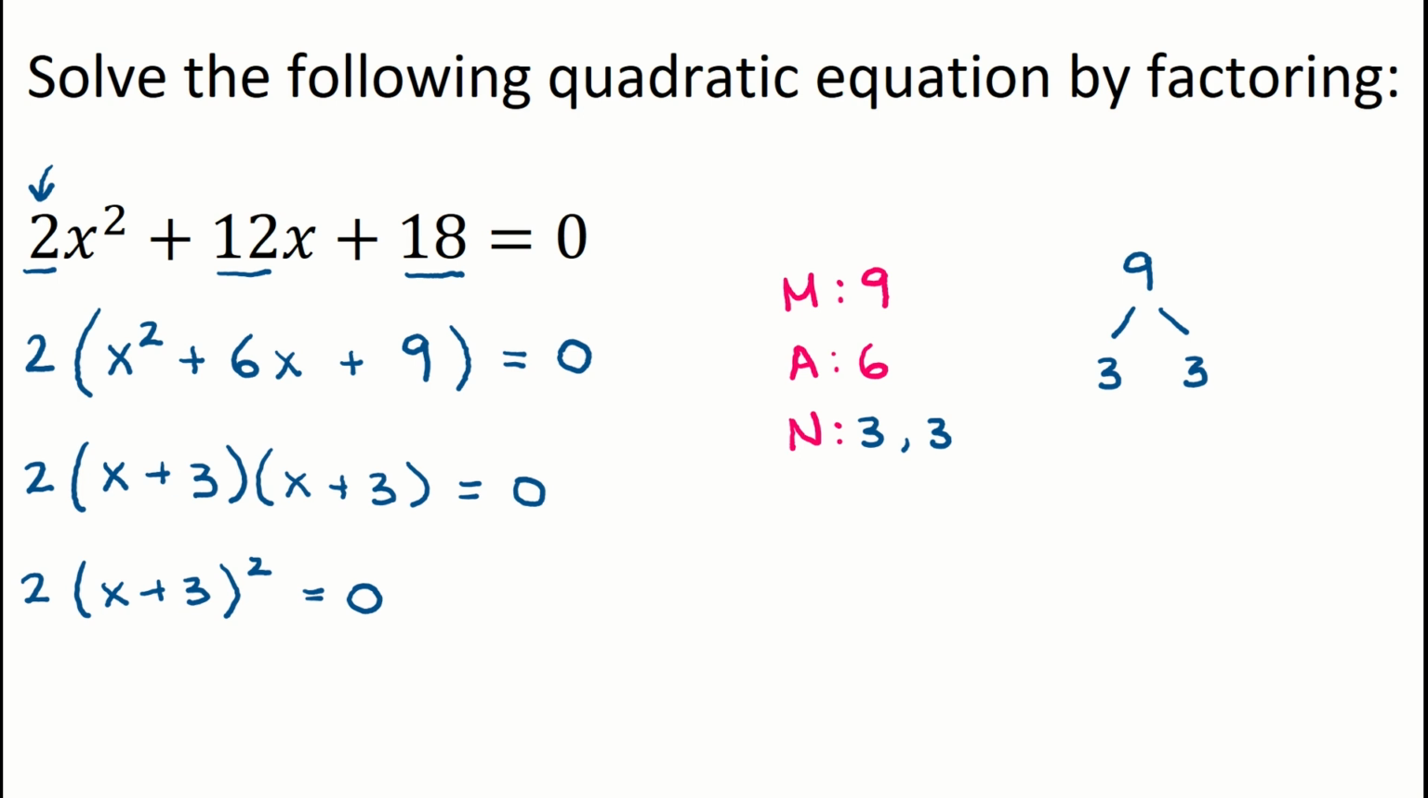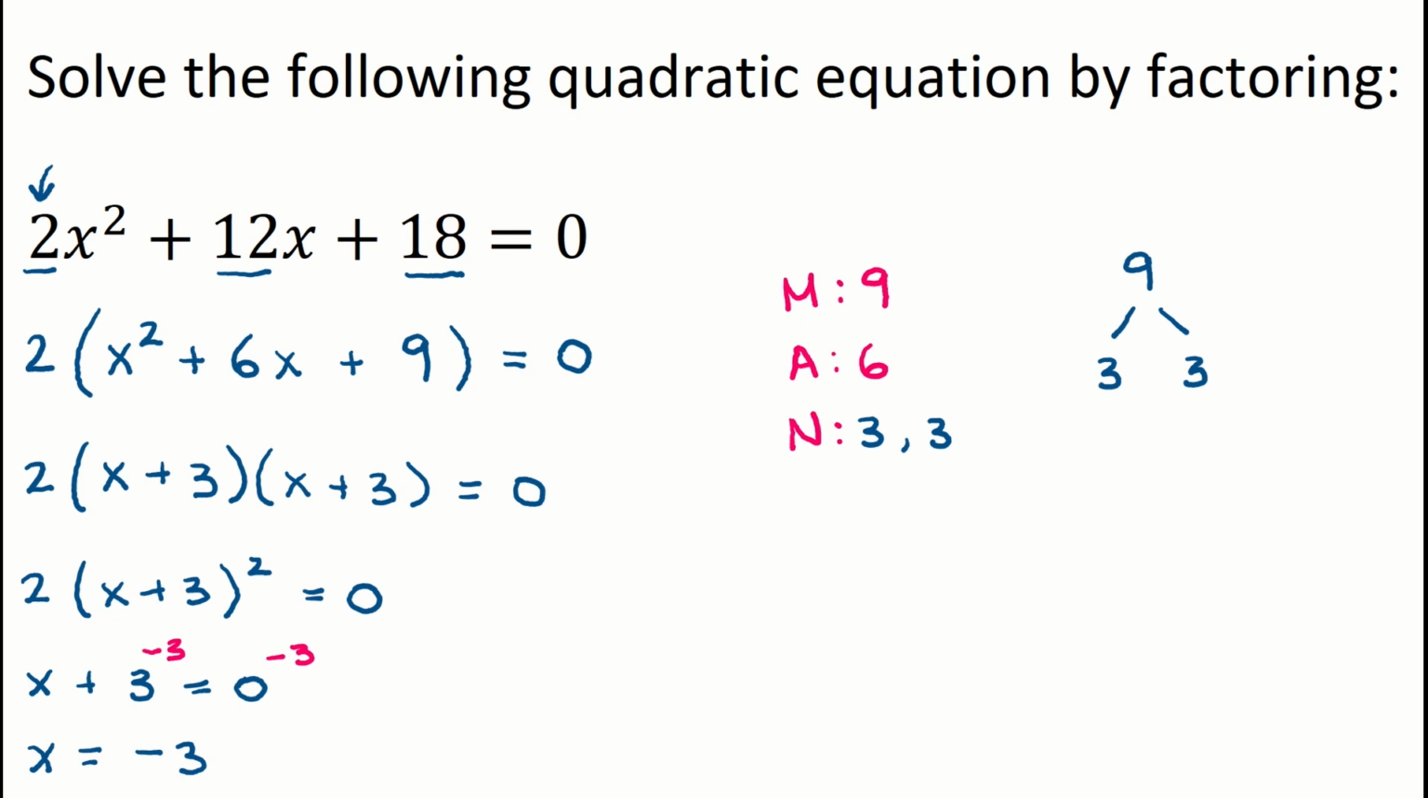So similar situation to the last problem. And then solving for that x-intercept, we get x plus 3 is equal to 0. And then we can subtract 3 from both sides, and we get x is equal to -3. So this quadratic function has one x-intercept at a point of -3, 0, and that x-intercept is also the vertex.